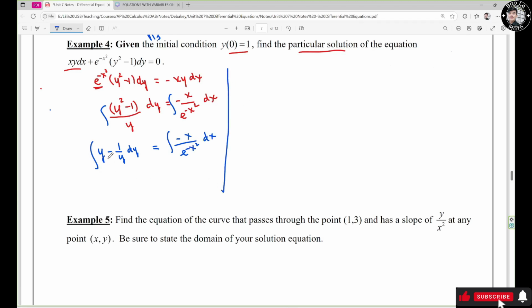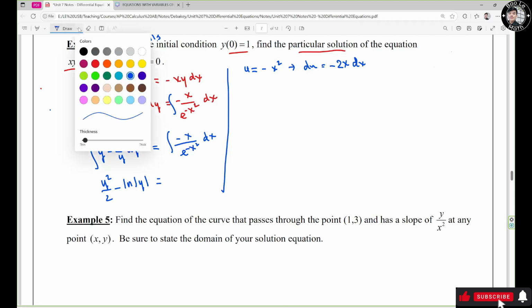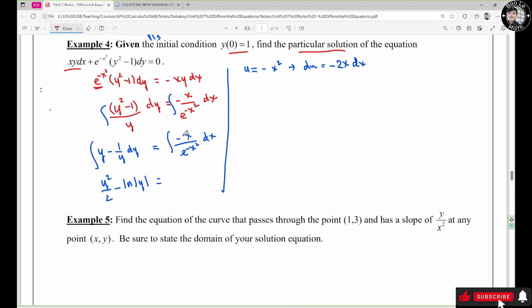Now, this turns out to be y squared over 2 minus natural log of absolute value of y, equals this one right here. I need to use u substitution. So I let u be negative s squared. Then du equals negative 2s ds. So I look at this one right here. I don't see 2 right there. I need to multiply by 2, then divide by 2. So I have 1/2 right here.